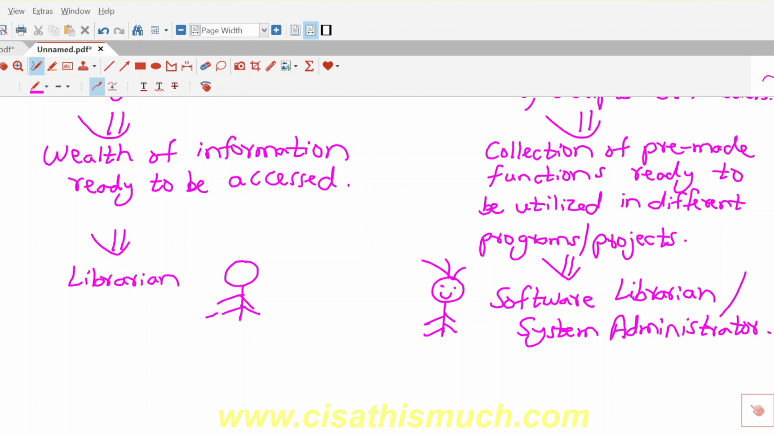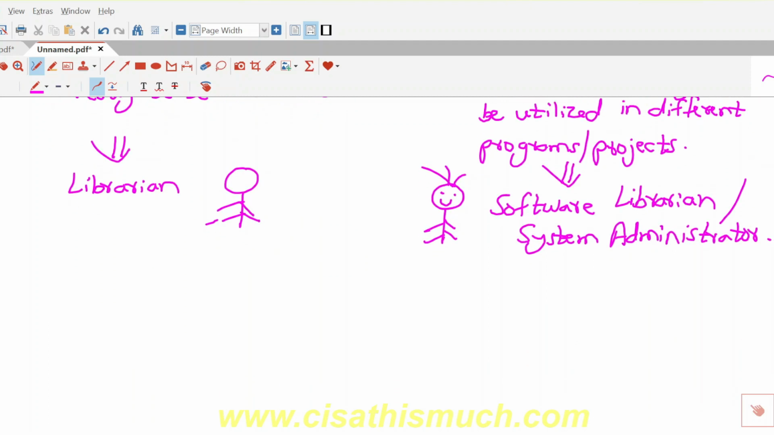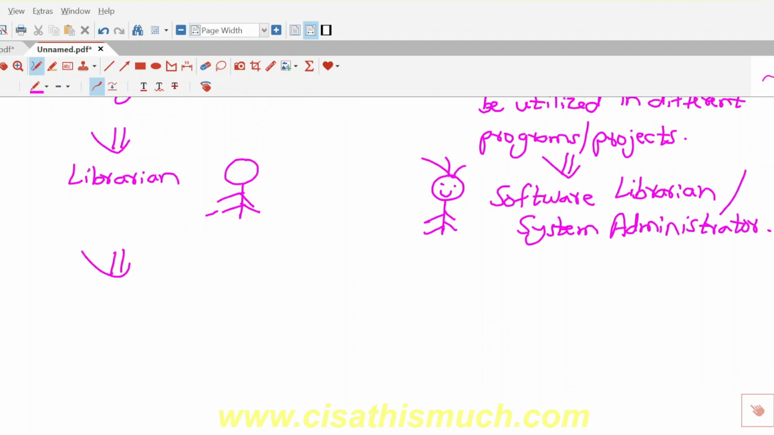All right, so what does this person do? Librarian. What does this person do in a reading library? He will manage what? Access to books, right? The main function is what? Access to books, and which book? Maybe we can say first, he will issue a library card.